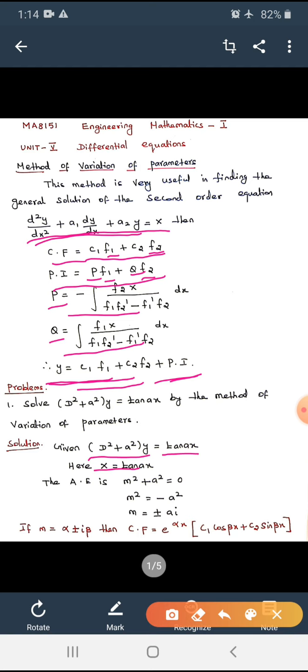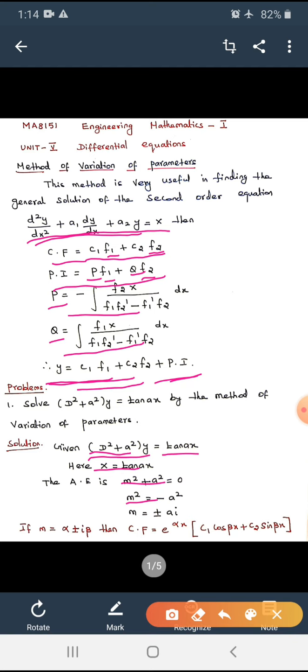Now let us form the auxiliary equation. To form the auxiliary equation, you consider the given equation. In this, you replace D by m and rewrite the equation. So if you replace D by m, we get m square plus a square is equal to 0. Now we bring this plus a square to the other side, so that will become minus a square. So we get m square is equal to minus a square. If you solve, we get m is equal to plus or minus ai.